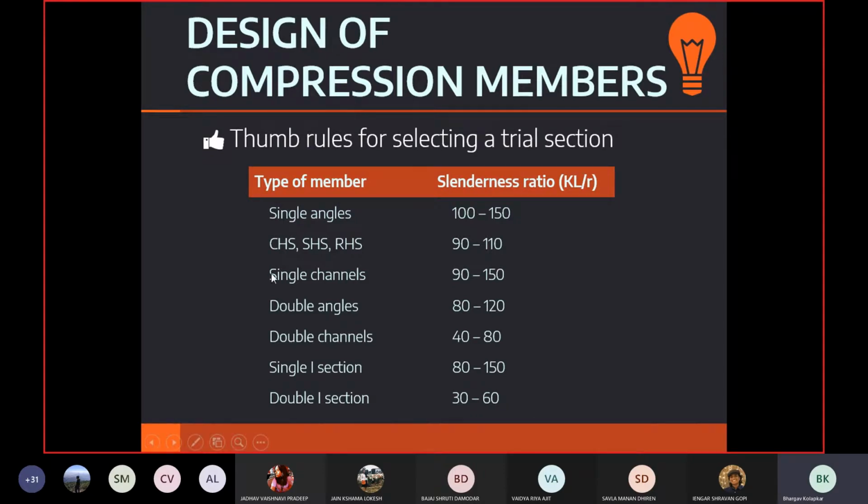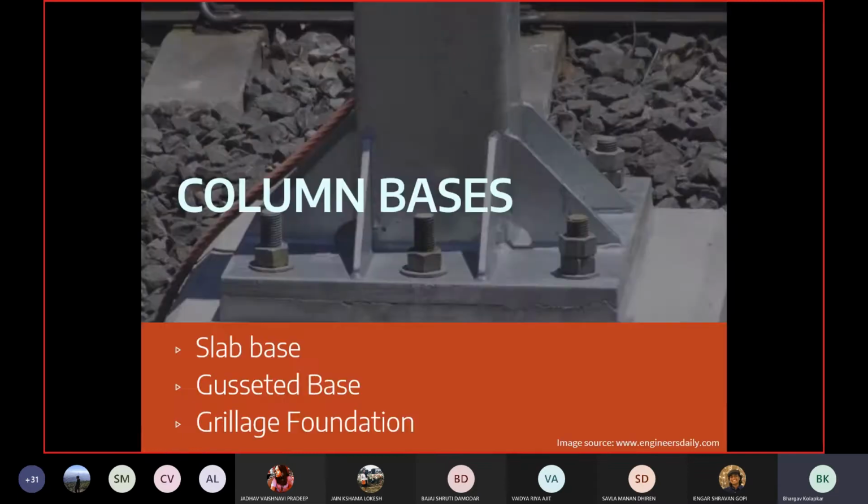Yeah. So as I was saying, you can refer to this table anytime at any later point of time when you're actually designing. But for remembering, just keep in mind the single I section and single angle sections. So it's 80 to 150 for single I and 100 to 150 for single angle. We'll see how, when we make this assumption, we go forward with this, and how do we use this number? We're going to look at it.